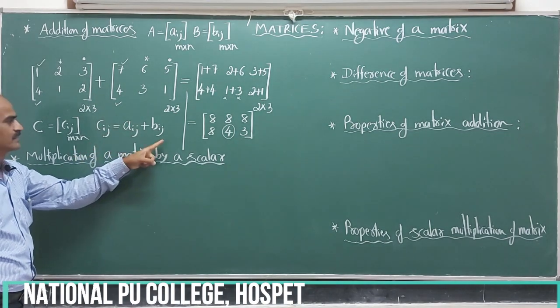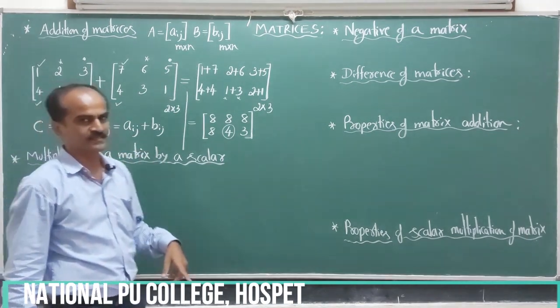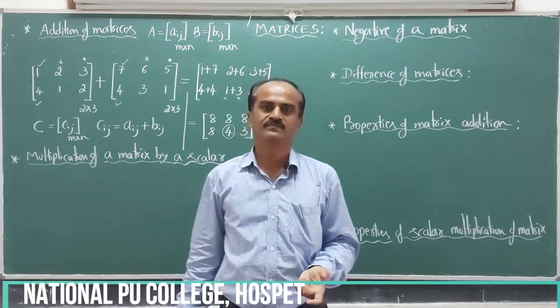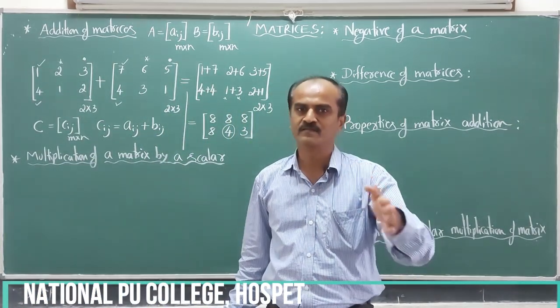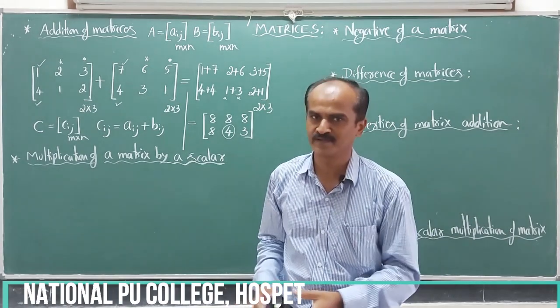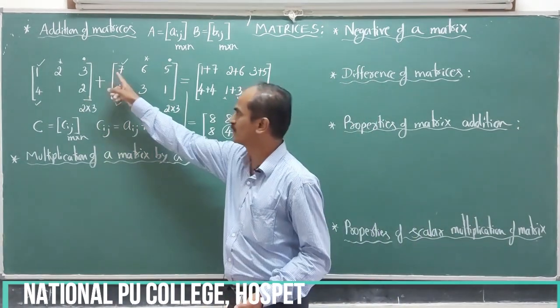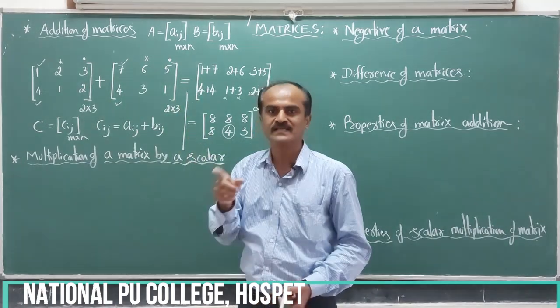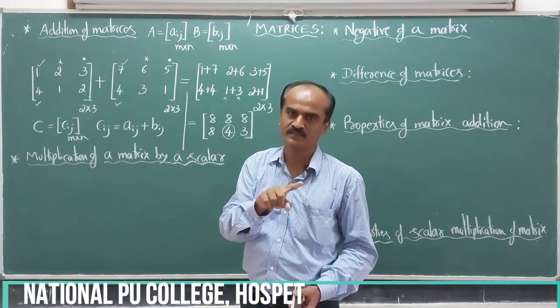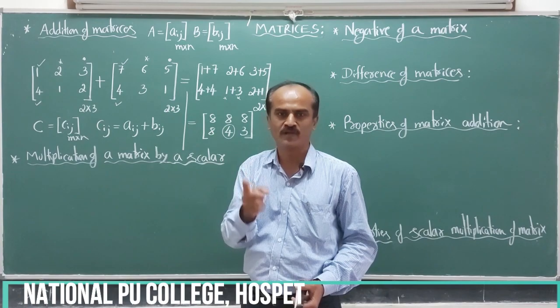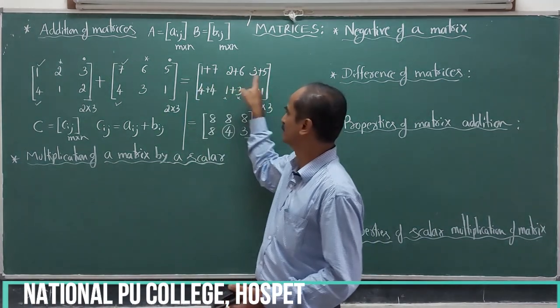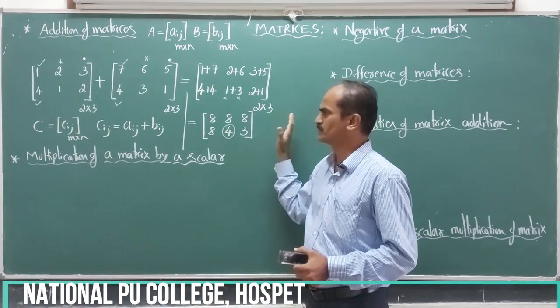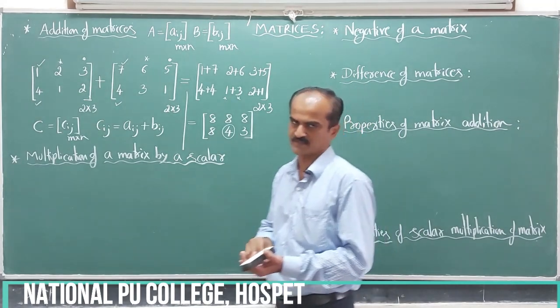So in general, we can represent like this. Cij is equal to Aij plus Bij for all values of i and j. For all values of i and j means here i is varying from what to what? 1 to 2, because there are two rows. j is varying from 1 to 3. j can vary from 1 to 3 because there are 3 columns. So this is the procedure of adding two matrices.